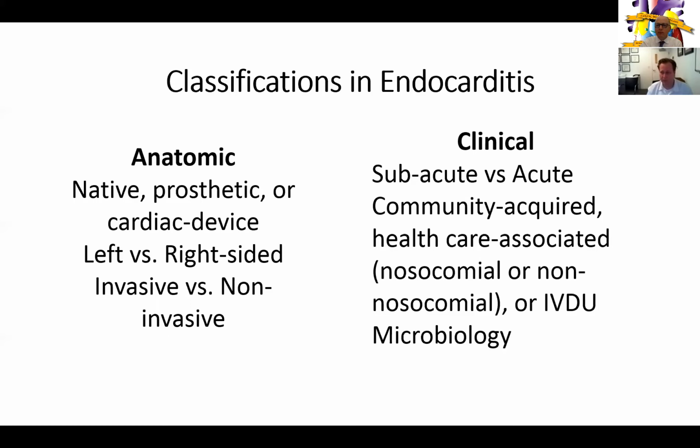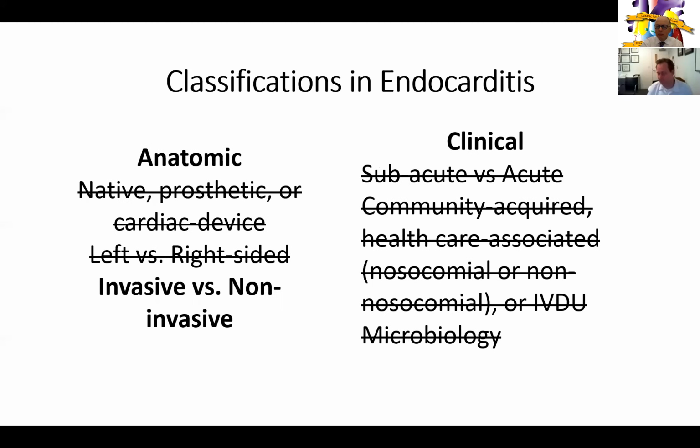However, as imagers, I think it's more helpful for us to think about the anatomic classifications when we're reviewing our studies. And that can include native or prosthetic or cardiac device related, left versus right-sided disease, or invasive versus non-invasive disease. And I'm going to focus primarily on invasive versus non-invasive disease, because I think it's probably the categorization that we're least familiar with. And I think it's probably the category where CTA is most useful.